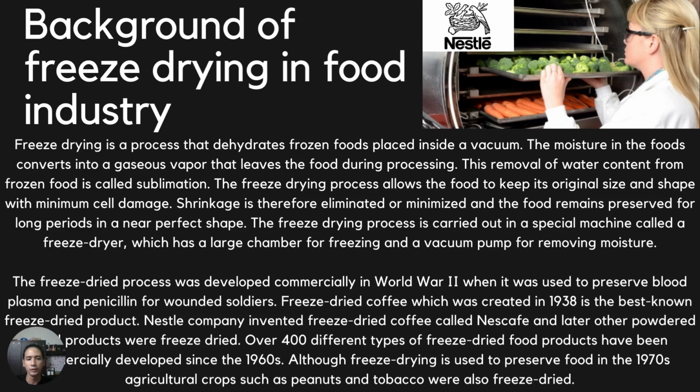Although freeze drying is used to preserve food, in the 1970s, agricultural crops such as peanuts and tobacco were also freeze dried.